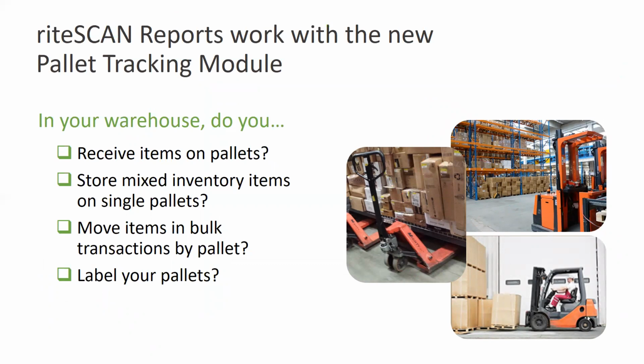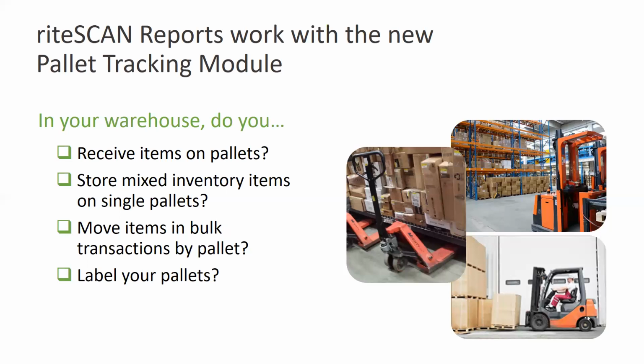So if you're not familiar with the pallet tracking functions, it really comes down to the ability for operators to more easily and rapidly move items with fewer scans by grouping those items to some sort of pallet or container. The transactions can then be performed with a single scan, and riteSCAN automatically knows where the pallet exists, the stock codes contained on that pallet, the quantities, and even the bins or lots and serials associated with it.